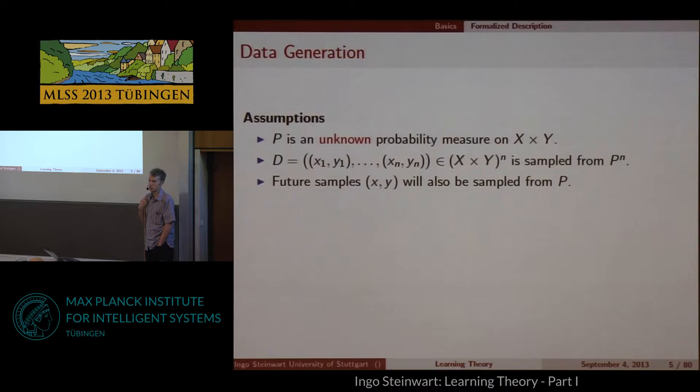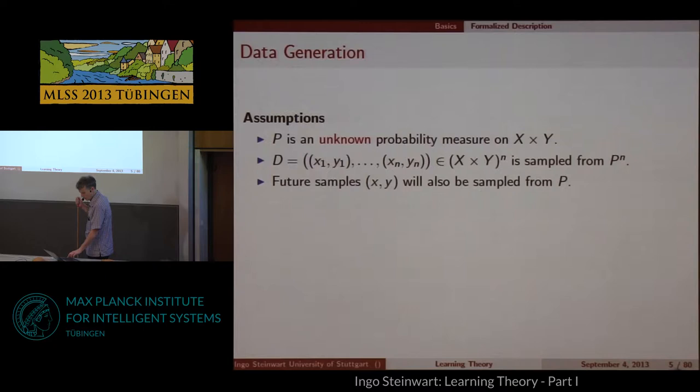So we have n samples which are all sampled from this probability measure P on x times y. This is how our past data was generated. And we assume that the future samples we will see are also generated in the same way. So we assume that all future samples we will ever see are also sampled from P in an IID fashion. So both the past and the future samples are generated by P.